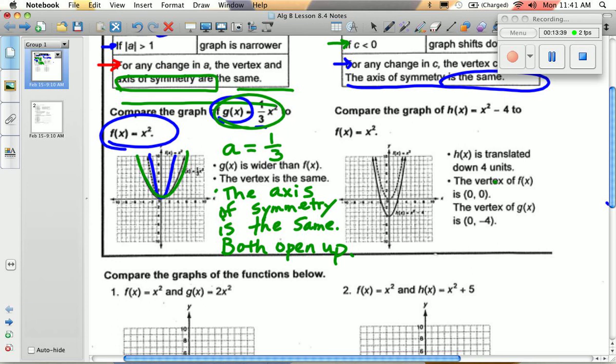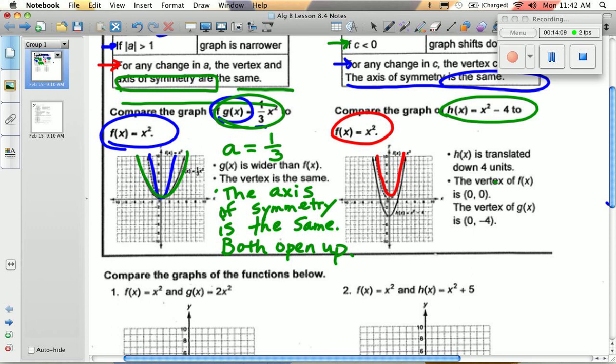Okay, and then in this next one, we have h of x. Here's our transformed function: h of x equals x squared minus 4. It used a new initial now because we have a third equation. So we have x squared minus 4. And then we're going to compare it to the parent function. So here's our parent function graphed again right here.